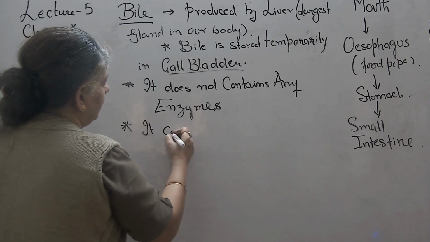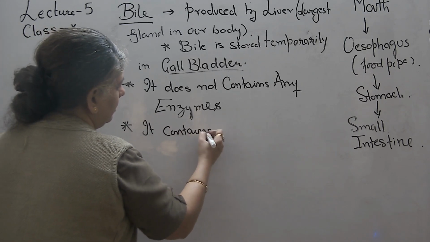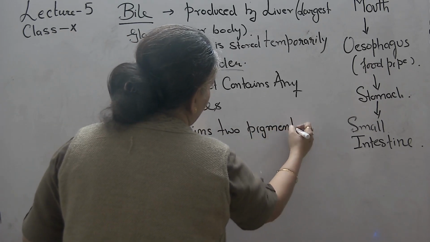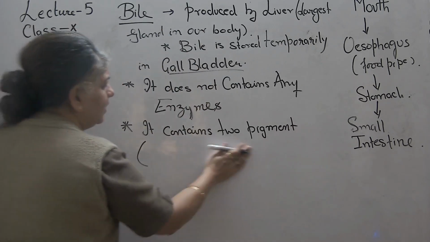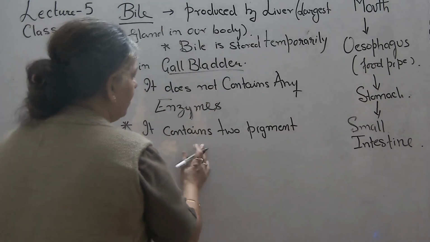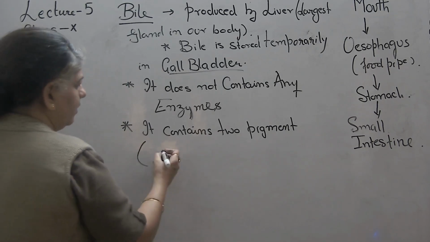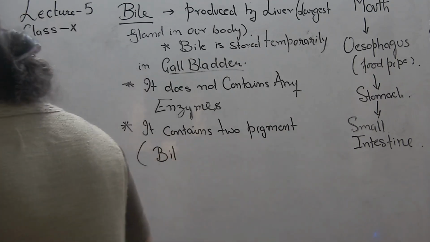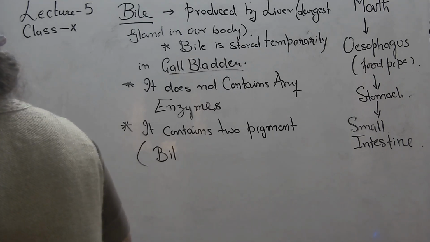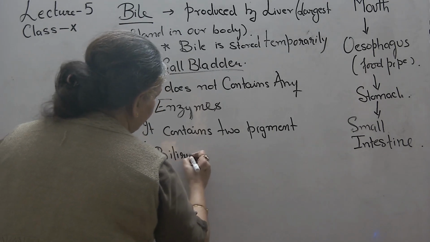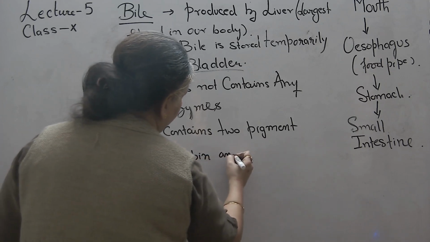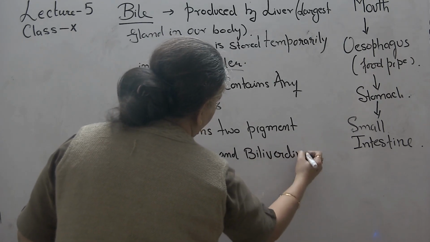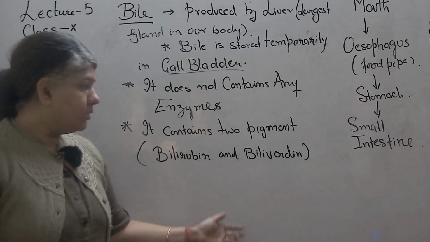It contains two pigments. I'll write the name, you need not remember it, because it is not part of the NCERT book. So these pigments are called bilirubin and biliverdin. These pigments are rich in salt called sodium hydrogen carbonate.